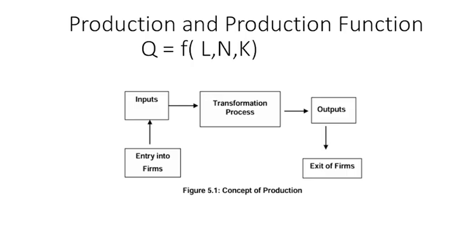Now, there are two types of production function. One is short-term production function, and the other one is long-term production function. In short-term production function, the producer will keep all the fixed factor inputs constant. He will change only a few variable factor inputs. But in long-term production function, the producer will change all the factor inputs, the fixed factor inputs as well as the variable factor inputs.